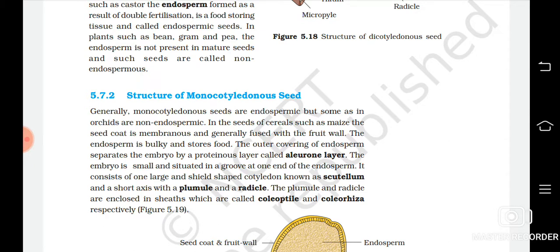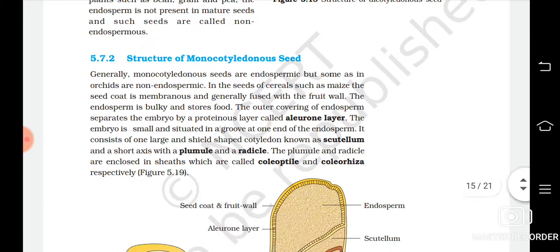So in monocot seeds, endosperms are there, but there are exceptions also. For example, orchids, even though they come under monocots, are non-endospermic. Okay, so the seeds of cereals or maize are examples of monocot seeds. The seed coat is membranous and is fused with the fruit wall. We cannot distinguish the fruit wall and the seed coat. And the endosperm is very bulky and it stores the food.